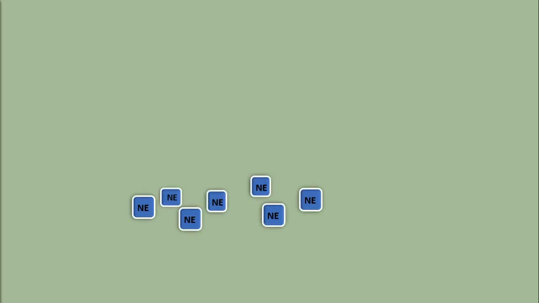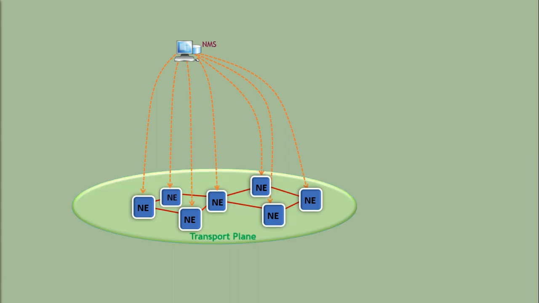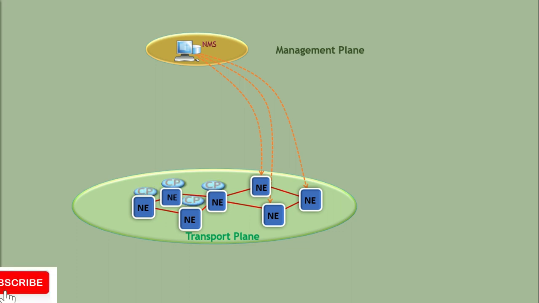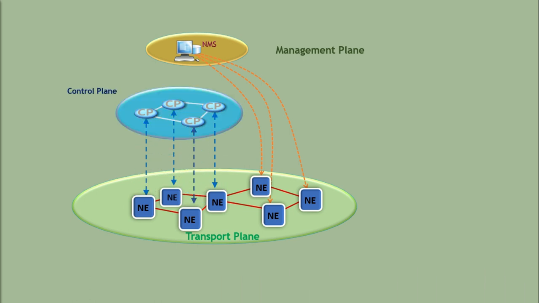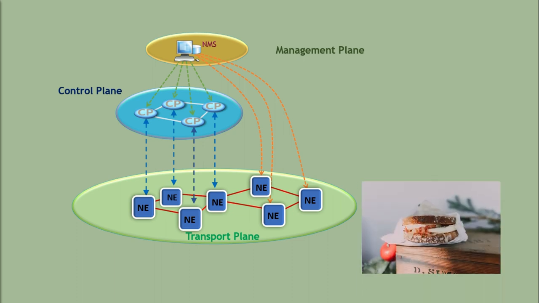For control plane, let's have a look. These are your network elements, which are connected with fiber, and you have a network management system, and all these NEs are connected to the NMS. So these NEs lie under the transport plane and the NMS in the management plane. And control plane is configured on the NE, and it's in between both layers, transport and management plane. It communicates with both, like a sandwich.